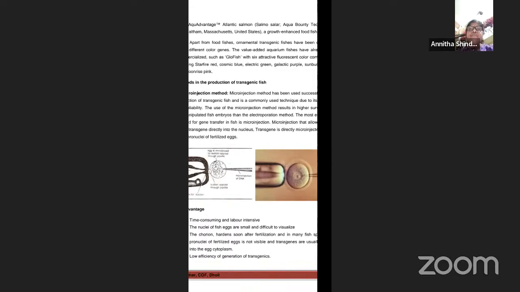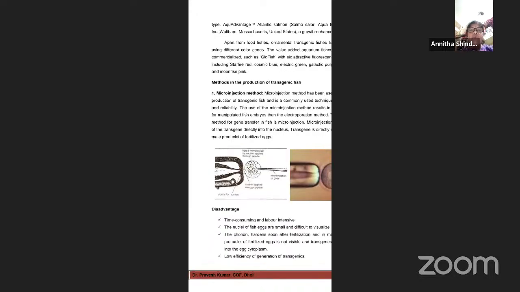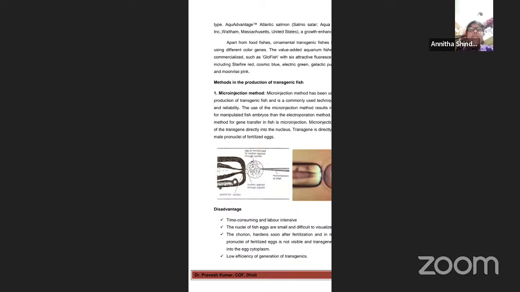Microinjection allows the delivery of the transgene directly into the nucleus. The transgene is directly micro-injected into the male pronuclei of the fertilized eggs. So see here, what they are doing is micro-injection. You need to take a syringe, and in that you have to take a transgene, and that transgene you have to directly inject into the nucleus. So it is directly injected into the male pronuclei of the fertilized eggs. That is how it is called the micro-injection method.